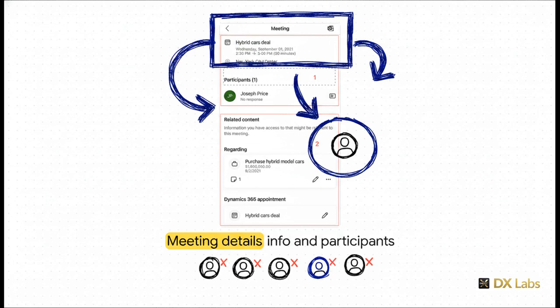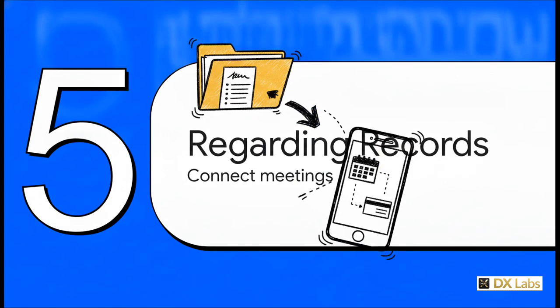Under the participants section, the mobile app displays a maximum of 5 meeting participants, along with their RSVP status. Need to remember exactly who someone is before you shake their hand? Just tap their name to launch a quick view of their contact record. It's that easy.